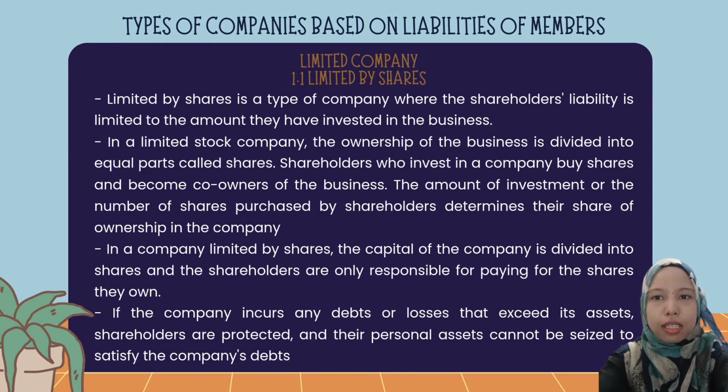First, limited by share is a type of company where the shareholder's liability is limited to the amount they have invested in the business. In a limited stock company, the ownership of the business is divided into equal parts called shares. Shareholders who invest in a company by shares become co-owners of the business. Next, the amount of the investment, or the number of shares purchased by the shareholder, determines the share of ownership in the company.